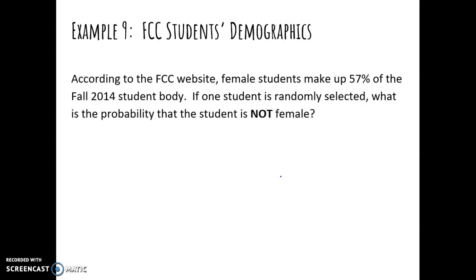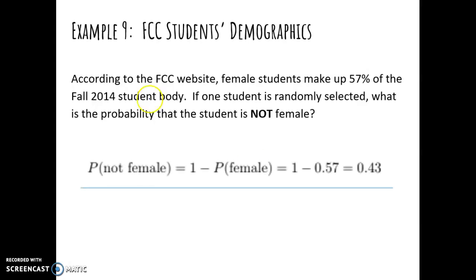Okay, hopefully you had a chance to work it. Let's see what the answer is. The probability of not female is the same as 1 minus the probability that it is female. The probability that it is female is the same as this percentage, 57%, except we're going to write it as a proportion. So 1 minus 0.57 will equal 0.43. So the probability that the student is not female is 0.43.